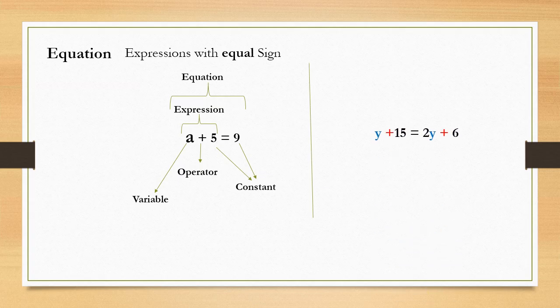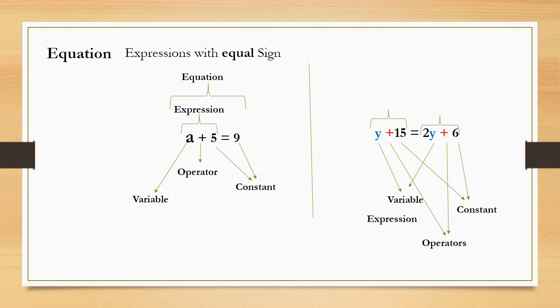Let's consider another example. y plus 15 equal to 2y plus 6. Here in this example, y indicates a variable, plus indicates an operator. 15 and 6, these are constants. That means here y plus 15 is an expression and 2y plus 6 is another expression. And here the whole term is known as an equation. That means we can conclude that in an equation we can equate an expression with constants and an expression with an expression as well.